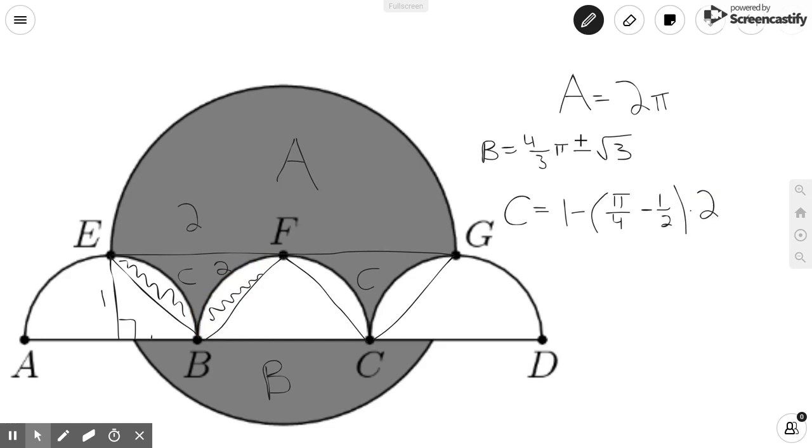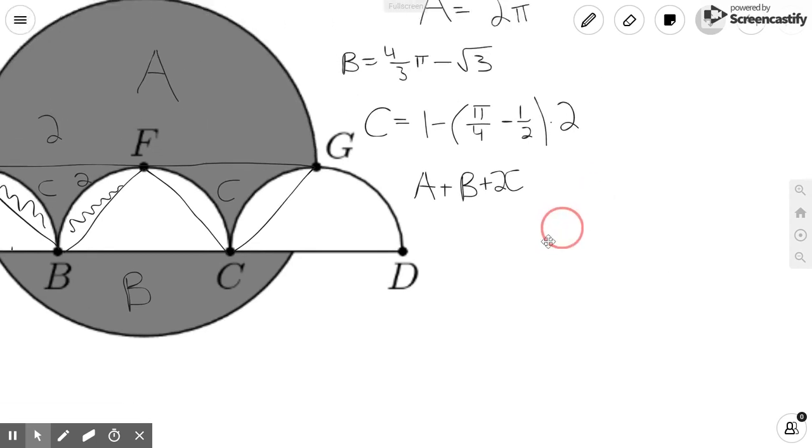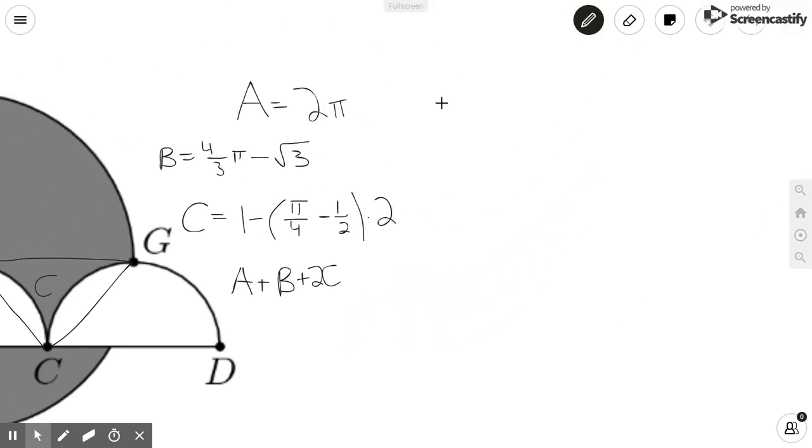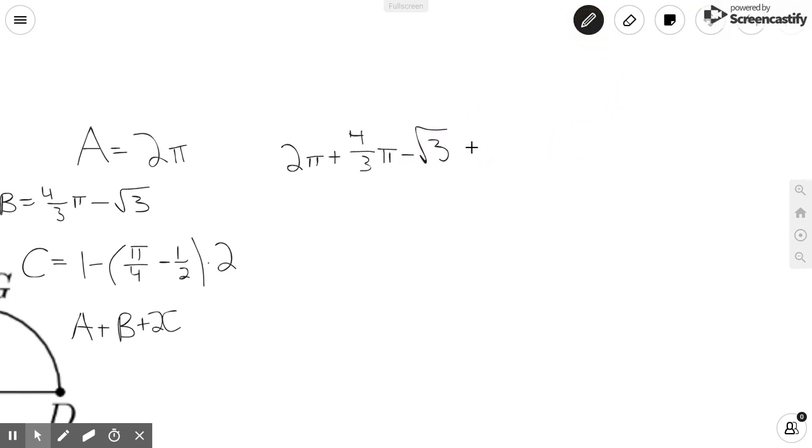So now that we've evaluated expressions for A, B, and C, our answer is actually pretty simple from here. We want to find the value of A plus B plus 2C. So let's evaluate this expression below. We have A equals 2 pi plus 4/3 pi, and then we add 2C, which is, combining like terms together, we get.